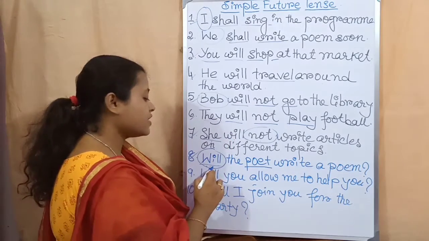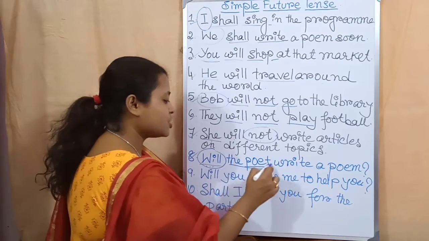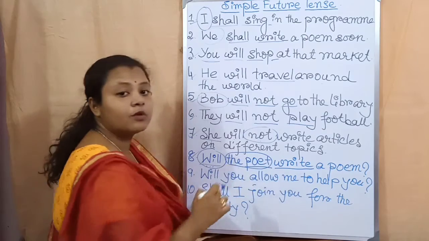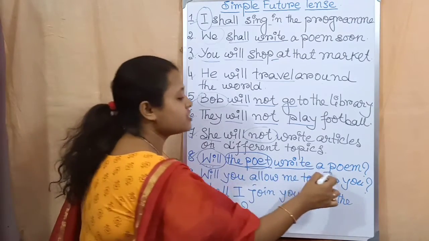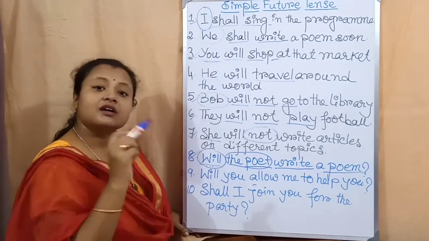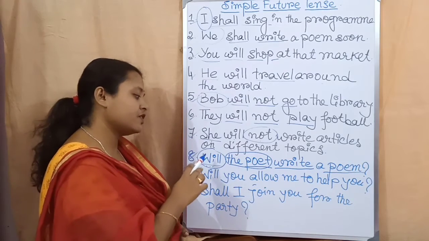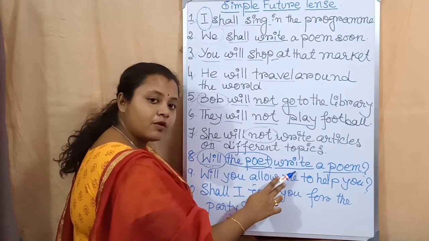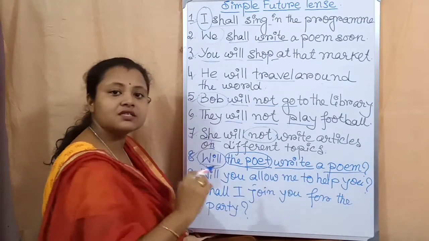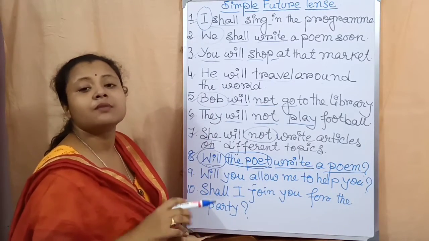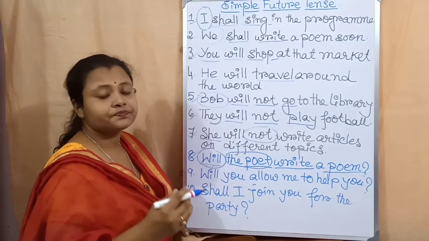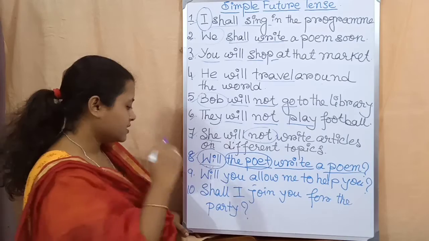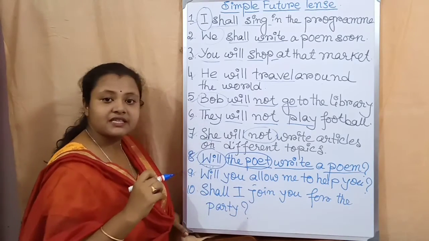Okay, so that is why will. After that the subject is the poet. After that the present form of the main verb. Then the rest of the sentence. After that question mark. So at first we will write will, then the subject, then the present form of the main verb, then the rest of the sentence, and at the end question mark, because this is an example of interrogative sentence in simple future tense. Now come to the next example.